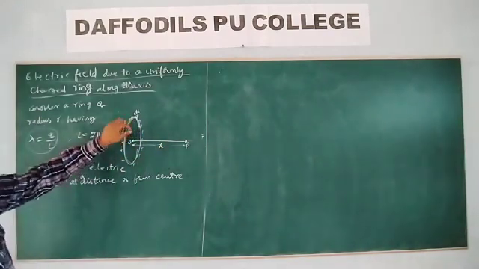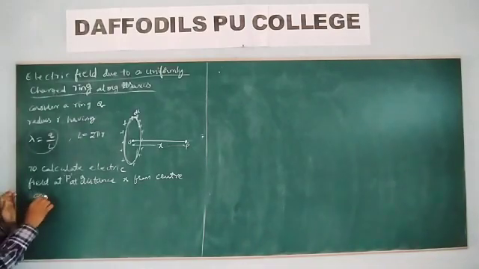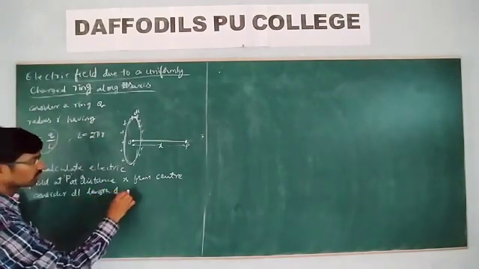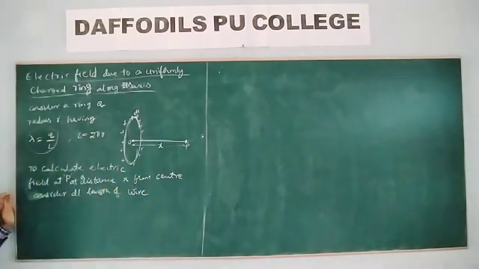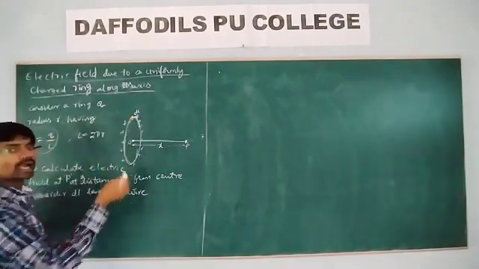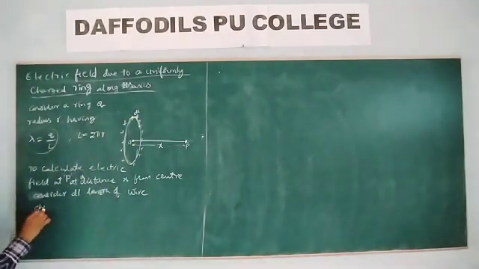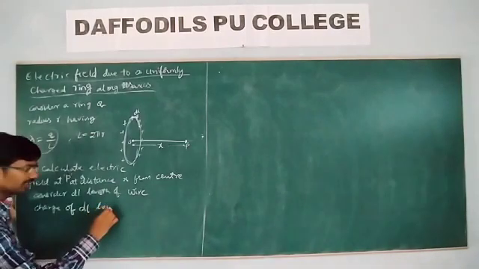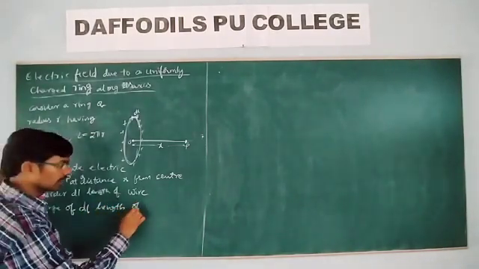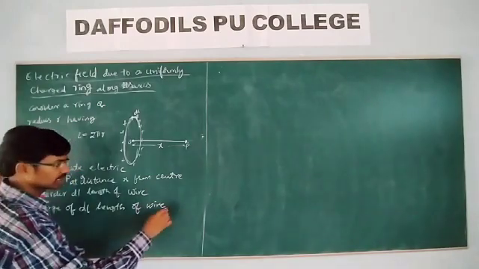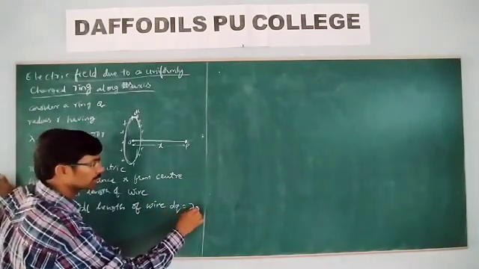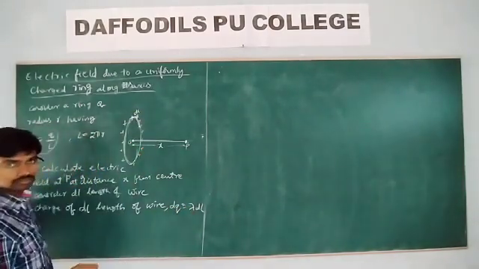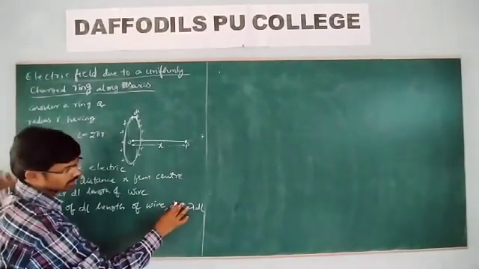We consider a dl length of the wire. Now for this dl length of the wire, what is the charge? So dq is equal to lambda into dl. Lambda is nothing but the charge per unit length, multiplied by that small length. Is it? Lambda into dl.